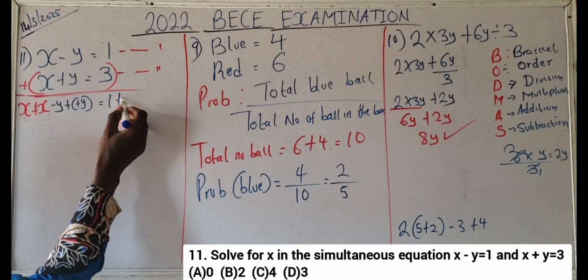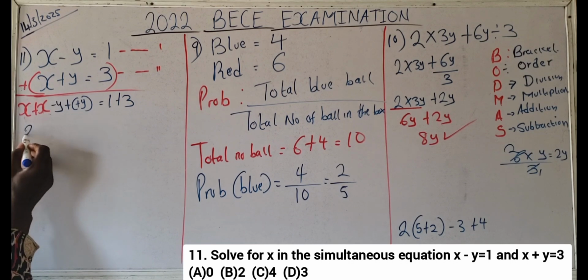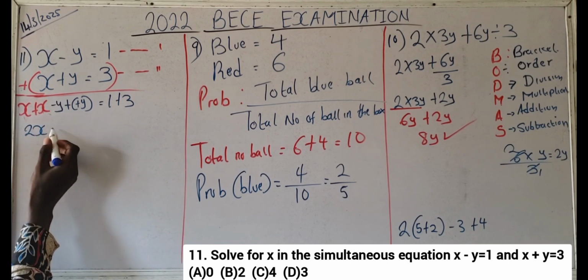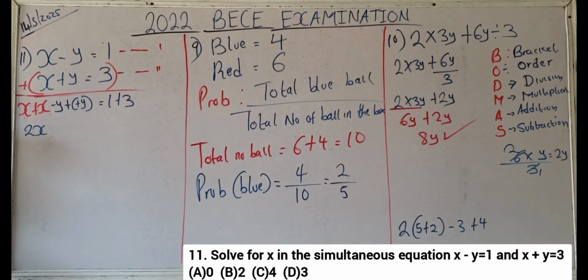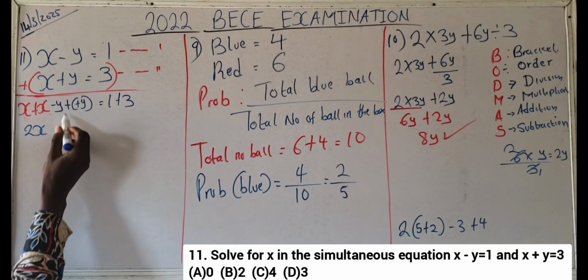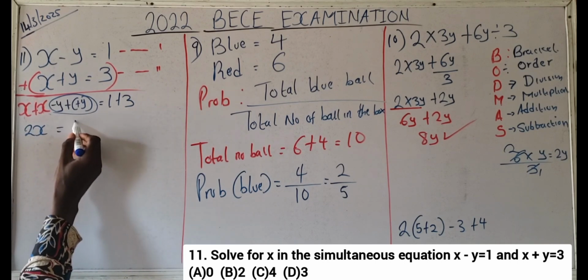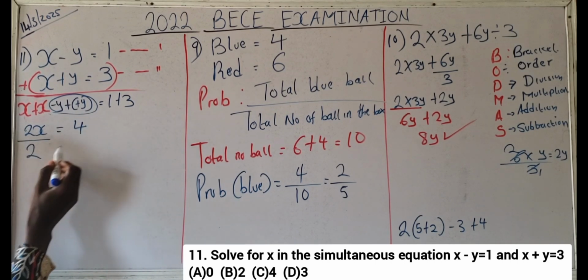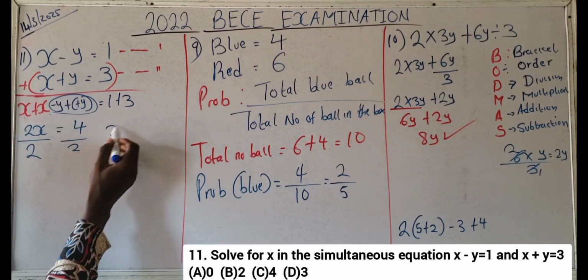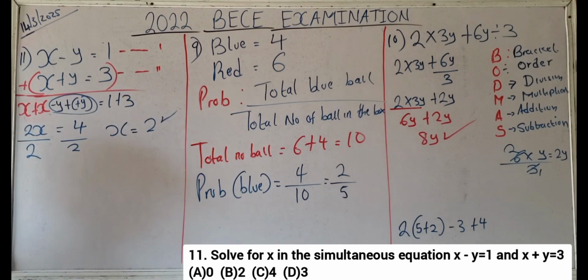3. So x plus x is 2x, minus y plus y is 0, so this will cancel each other, so there is no need for this. Equals 1 plus 3 is 4, so I'm going to have 2x equals 4. Divide both sides by 2, we're going to have x equals 2. That is the final answer. The value of x is 2 for that equation.